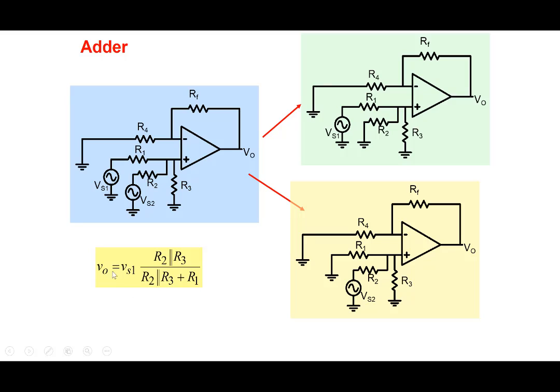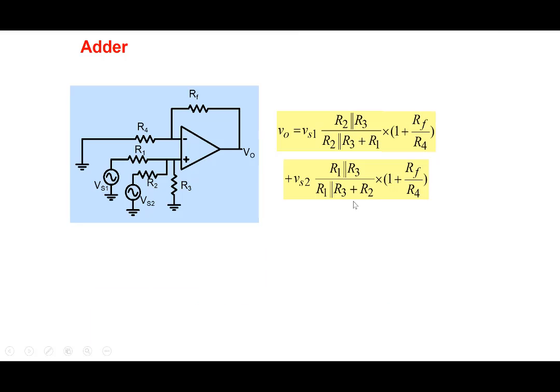So it's easy to write V0 equal to Vs1 times the voltage divider, R2 parallel R3 divided by R2 parallel R3 plus R1, multiplied by 1 plus RF by R4, since it's a non-inverting amplifier. That's for Vs1, and similarly for Vs2, one can write it like this. Right, so we'll get this equation here.